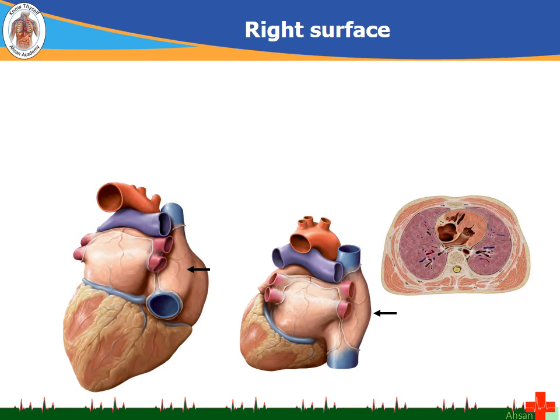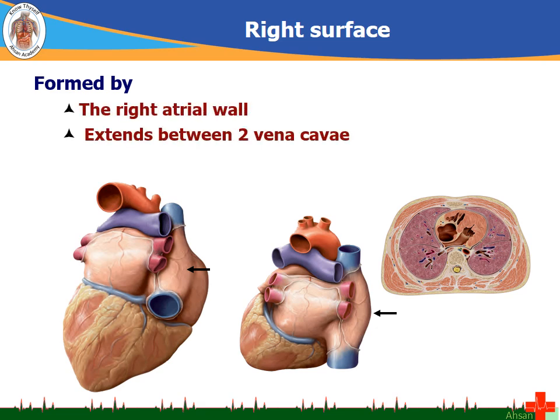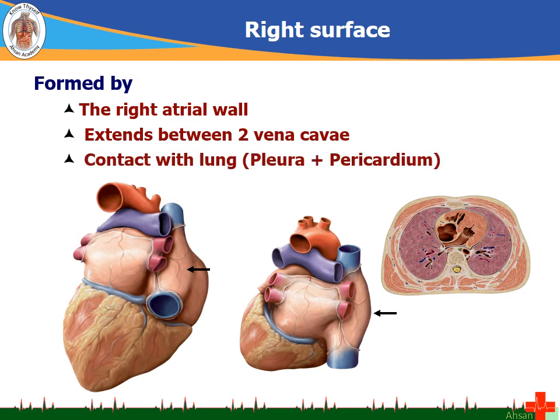Right surface, also known as right border, the arrow is indicating the surface. It is formed by the right atrial wall, and it extends between the two venae cavae. This surface remains in contact with the lung, which is separated from the heart by pleura as well as pericardium.